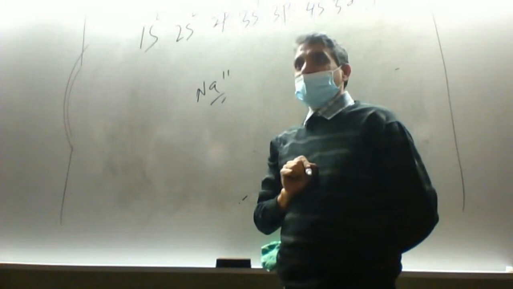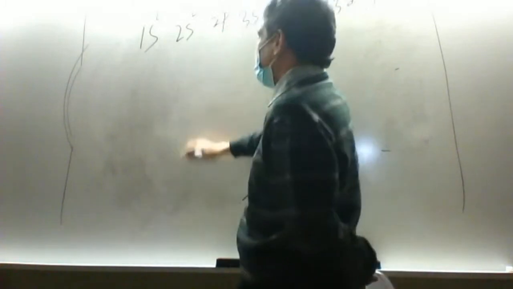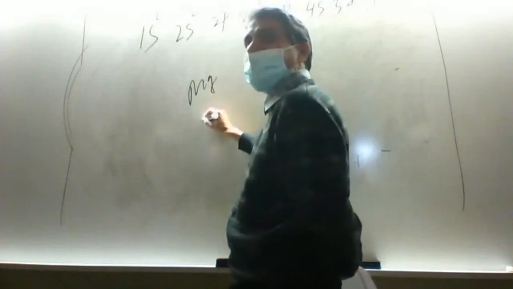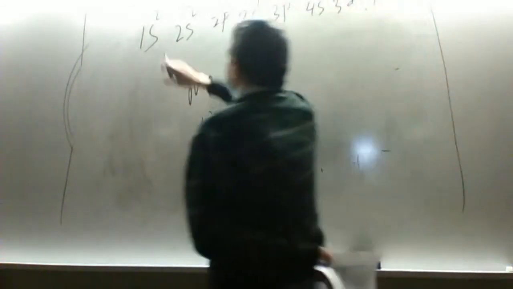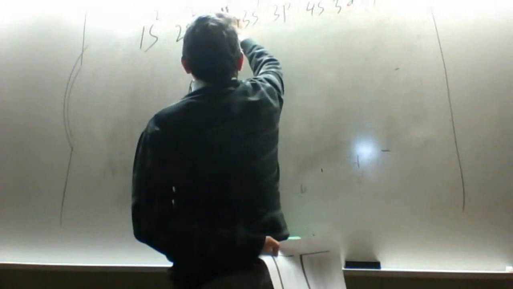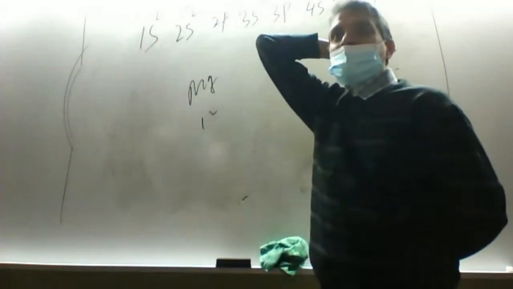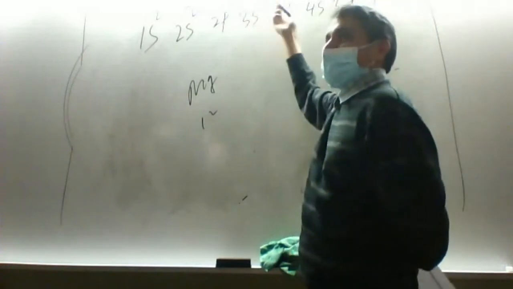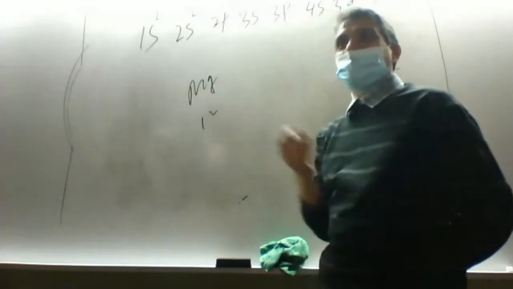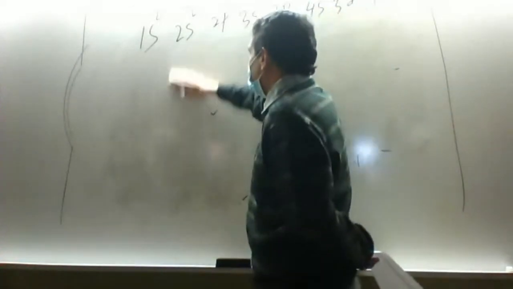Yeah, makes sense. 11. Now after sodium, what do we have? We have magnesium. Magnesium is 12, right? Look at the periodic table. Magnesium is 12. Magnesium has 12 electrons. So 2, 4, 6, 4, 10. I have 2 more left, so I'm going to put it here. 3s2 for magnesium. So magnesium has 2 valence electrons, so we can predict a lot of things from this electronic configuration.